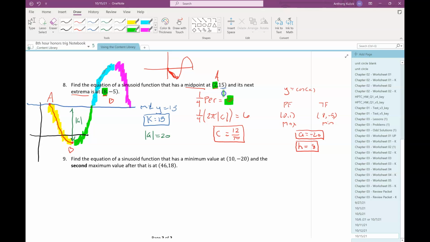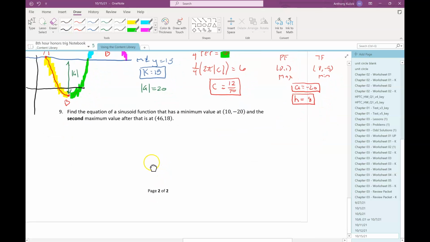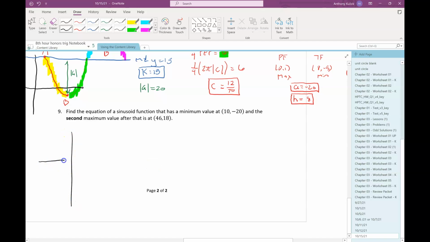Can you do something else where the period isn't 1/4? Sure. We can do 9. You want to do 9? Sure. Okay. All right, so we have 10, negative 20, and then we have 46, 18. And we're told that 46, 18 is actually the second maximum afterwards. So this is going to come up for one maximum, go down, and there's my second maximum.